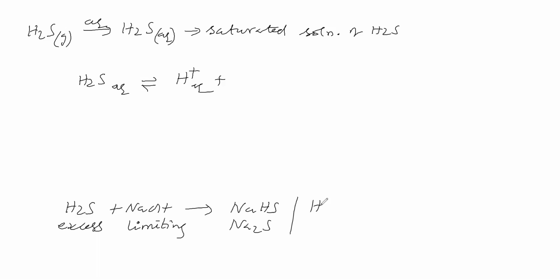If H2S is the limiting reagent and NaOH is in excess, Na2S is possible; experimental analysis gives this result. If H2S gas is in excess, the resultant is NaHS and Na2S. If NaOH is in excess, the resultant is Na2S.